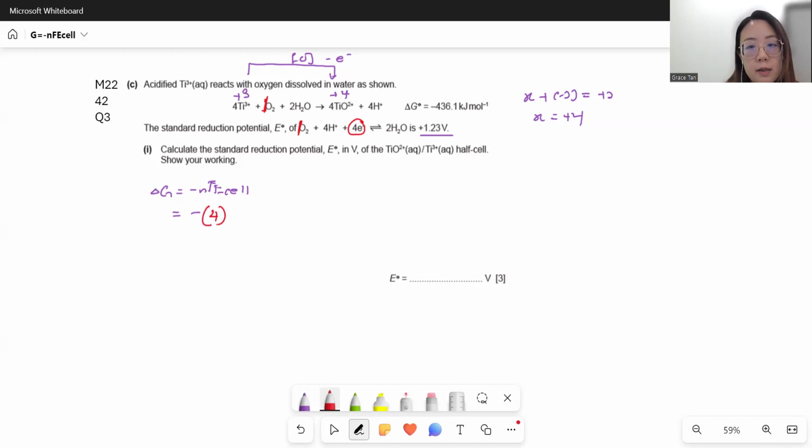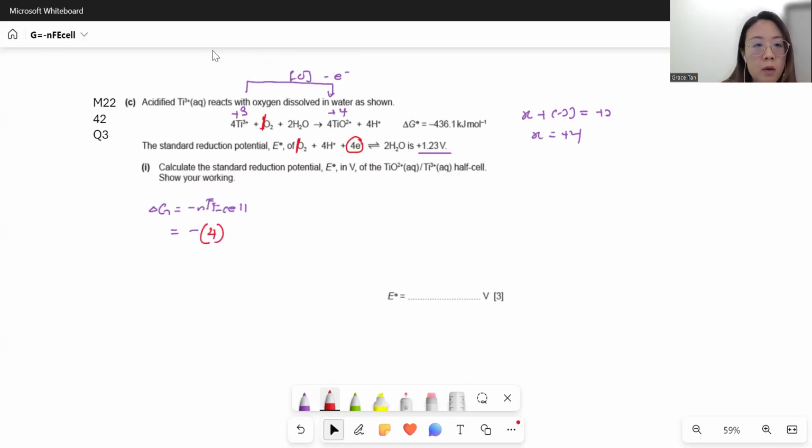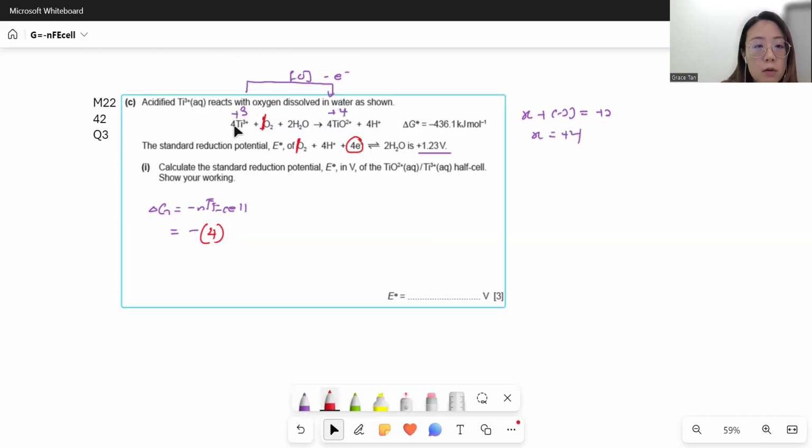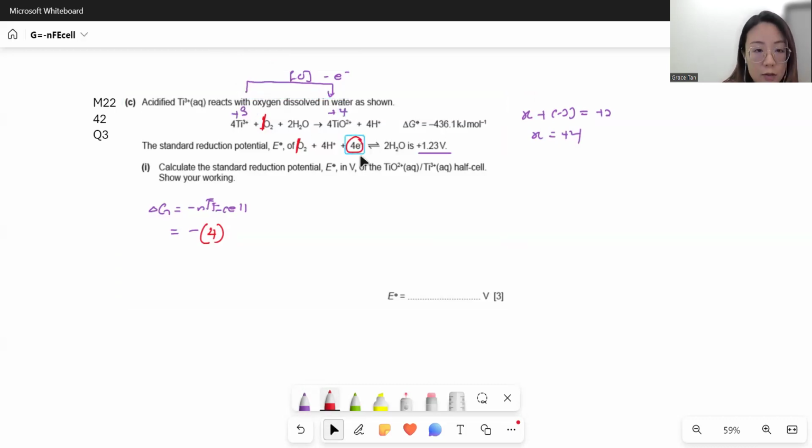And you can double check by looking at your titanium. One titanium needs 1 electron, so 4 titanium need 4 electrons. So the number of electrons involved is 4. Your Faraday constant is 96500. E cell value is what we need to find, and delta G is given as minus 436.1.